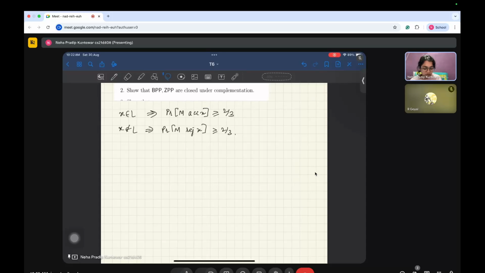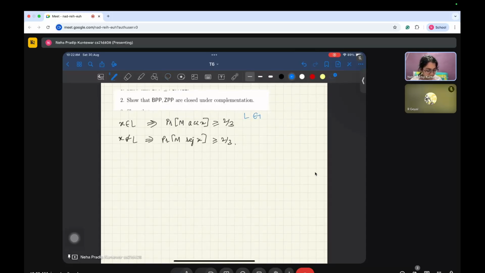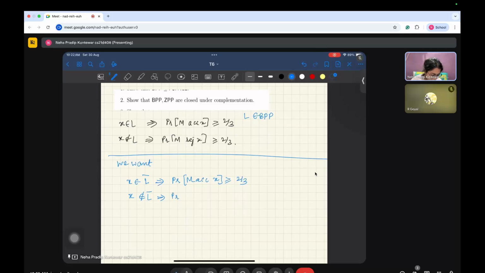So let's say L is in BPP, and what we want is: if x is in L complement, then the probability that M accepts is 2/3, and if x is not in L complement, then the probability that M rejects x is at least 2/3. This is what we want.